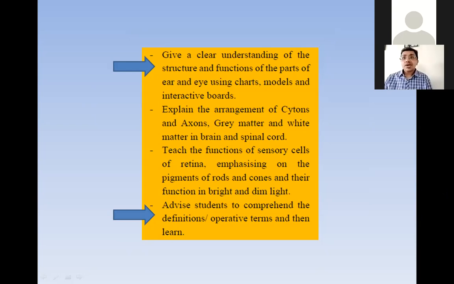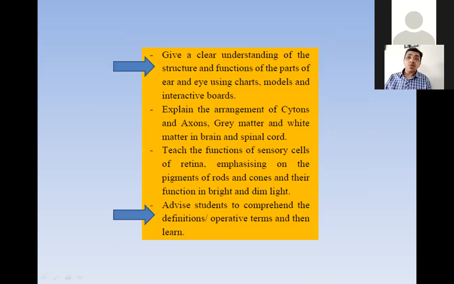Give a clear understanding of the structure and functions of the parts of ear as well as eye using charts, models, and interactive boards. So this is something which is very important. See, structure as well as function. I told you, any organ in our body, these are the 2 things that you should know, right?